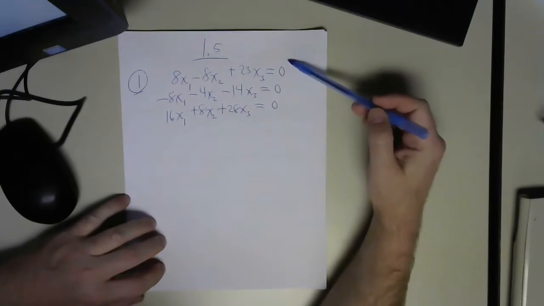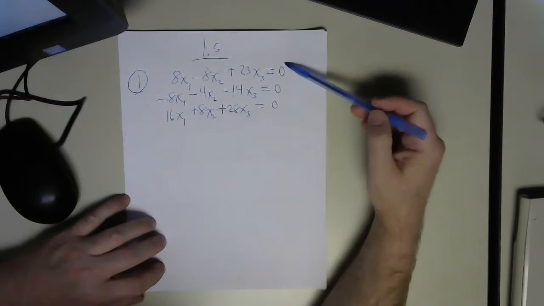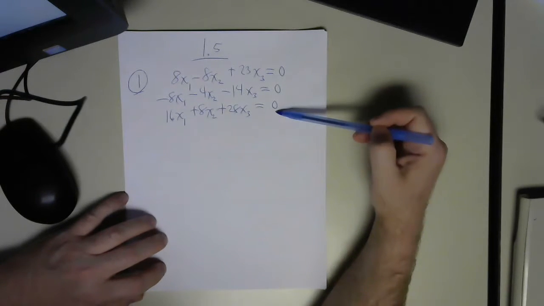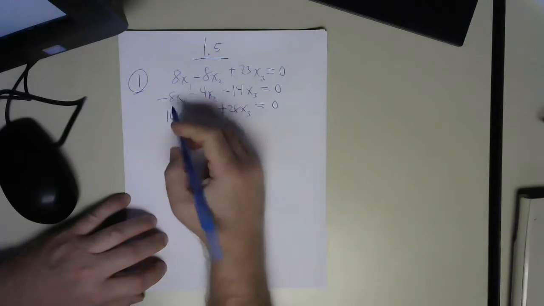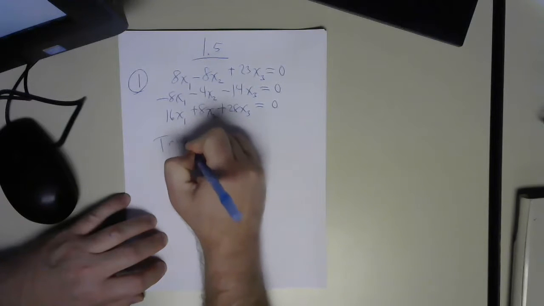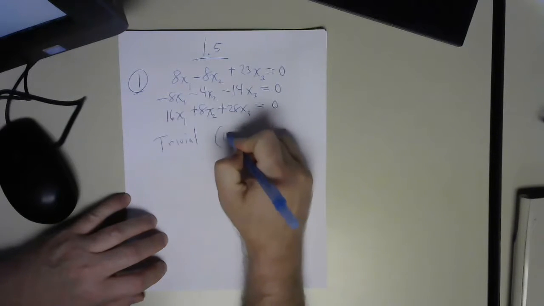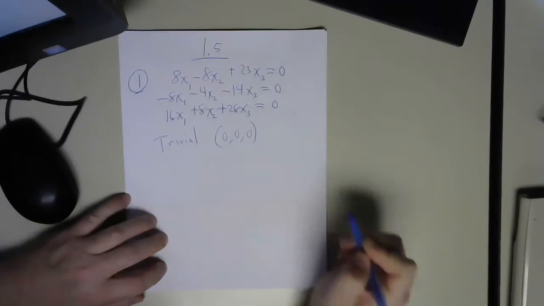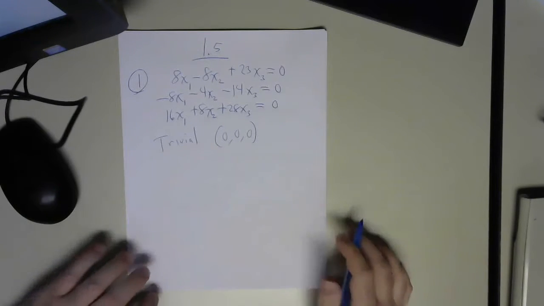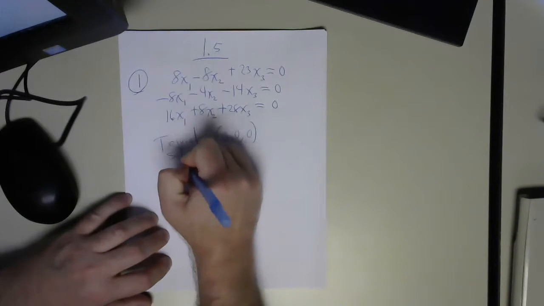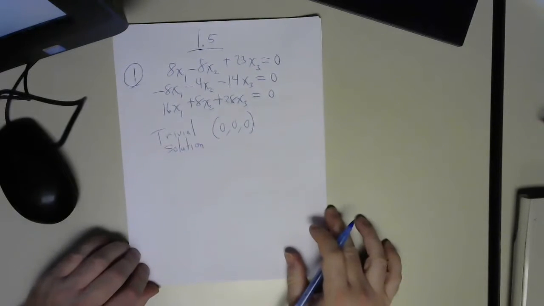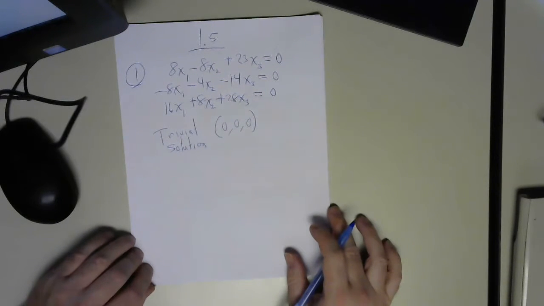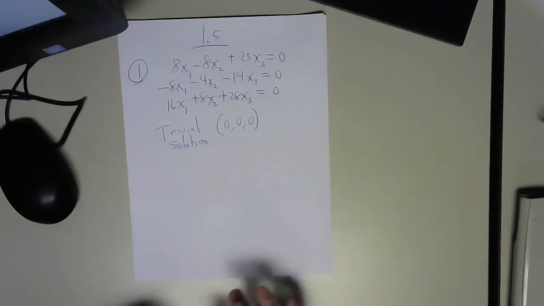Notice, by the way, this is a homogeneous system because all the constants on the right-hand side are zeros. And in a homogeneous system, there always exists a trivial solution. And the trivial solution of a homogeneous system is the solution consisting of only zeros. That's the trivial solution, okay? We already know that's a solution of a homogeneous system. So the real question is, does there exist a non-trivial solution?